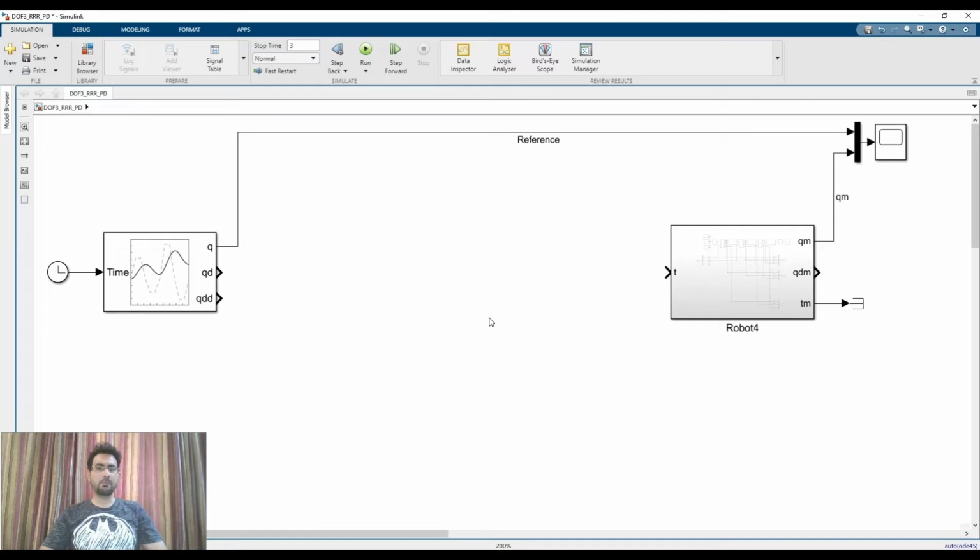So here I'm going to implement a computed torque controller. I have placed a few things already. Over here I have used a trapezoidal velocity profile generator block, and I'm providing the same trajectory that I just provided to the PID controller.